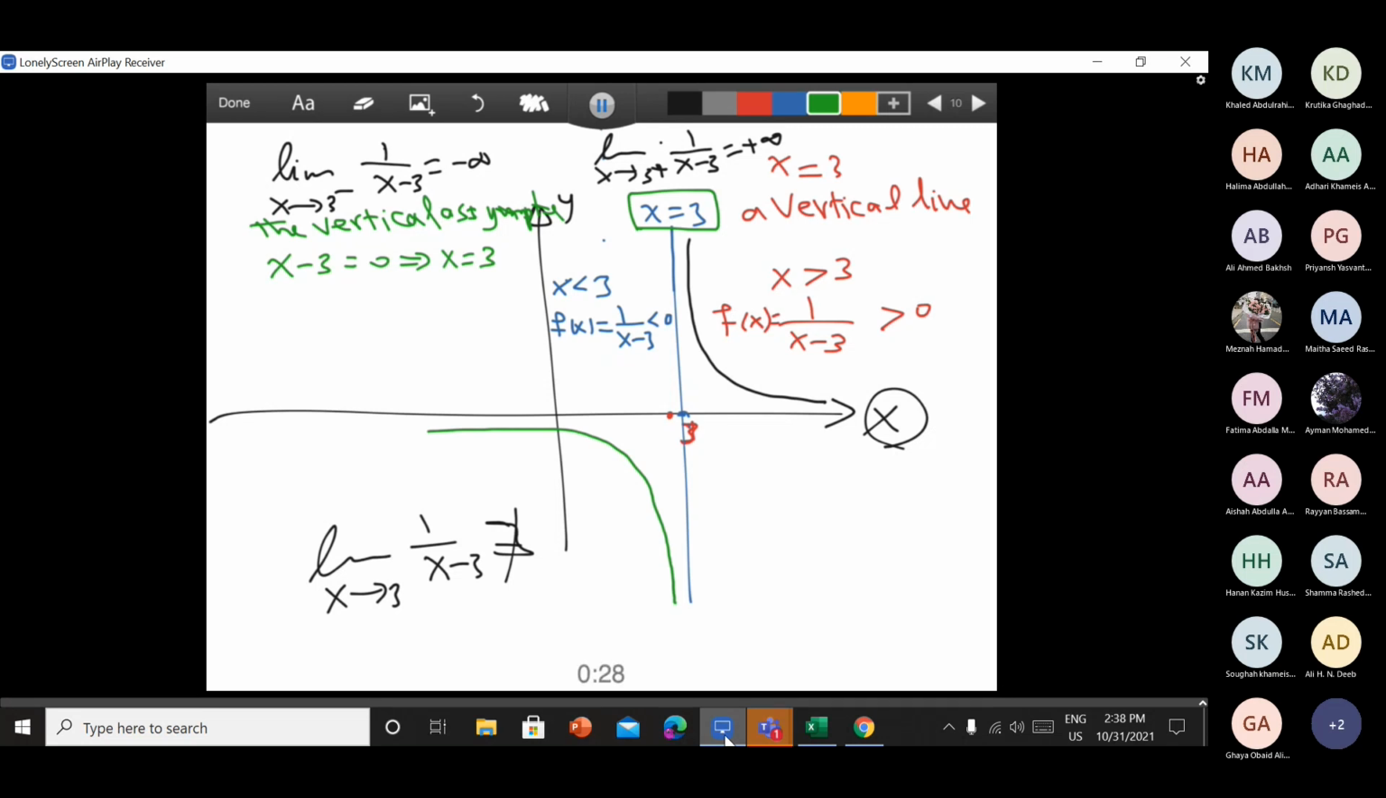And this is x, the value, the limit when x tends to positive or negative infinity for 1 over x minus 3 will be 0. So y equal to 0 is the x-axis, right? Y equal to 0 is the x-axis. This value of y equal to the limit at x to positive infinity, they call it the horizontal asymptote.